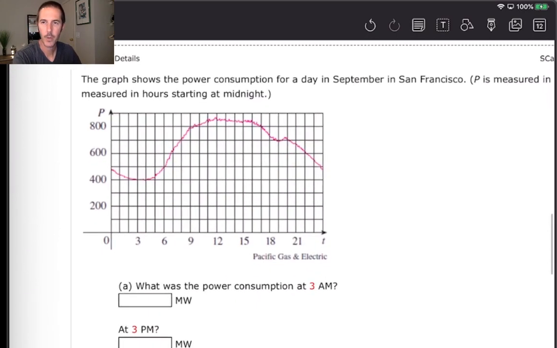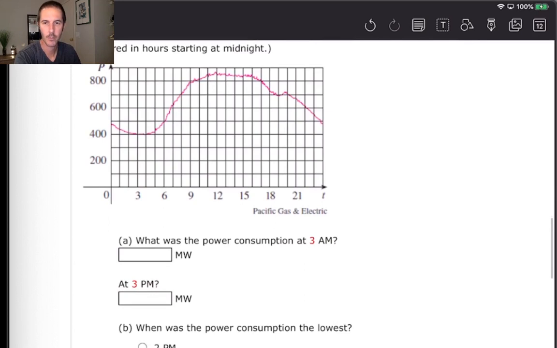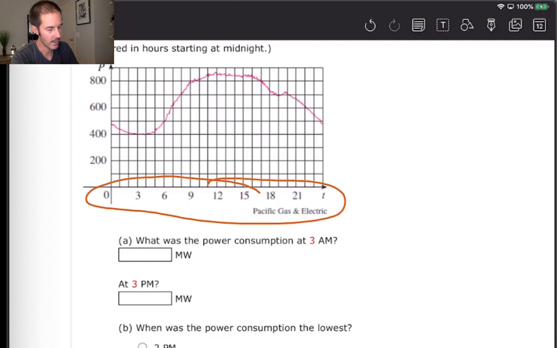In question number 3, the graph shows power consumption, so we're turning this into a word problem now. And what is the power consumption at 3 a.m.? Your times are horizontal values. They're t values. You can see the t over there at the right-hand end of the graph. What was the power consumption at t equals 3 a.m.?